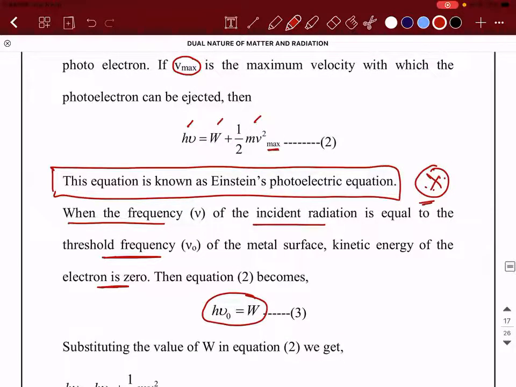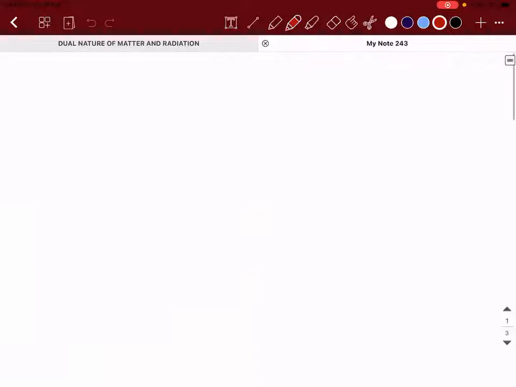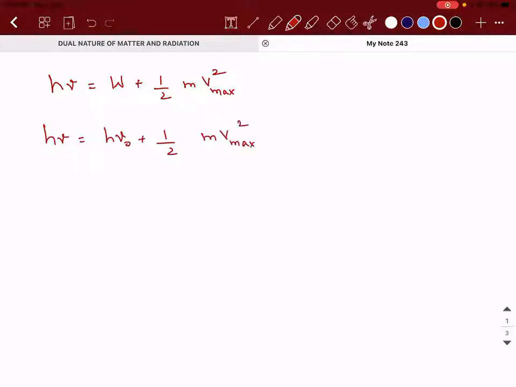I hope you guys are writing along with me. What was stated? h nu is equal to W plus half m Vmax square. So h nu is equal to h nu naught plus half m into Vmax square. So h into nu minus nu naught is equal to half m Vmax square.